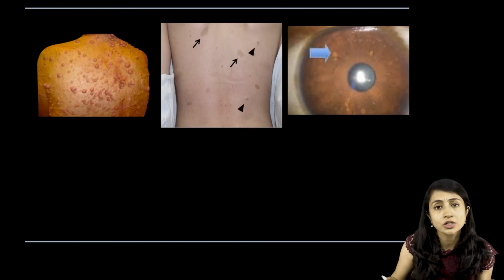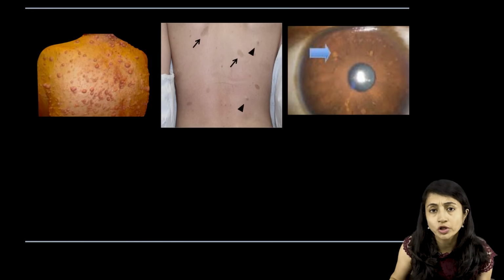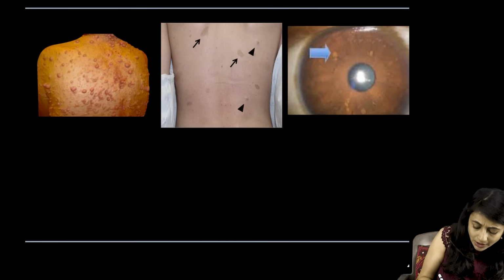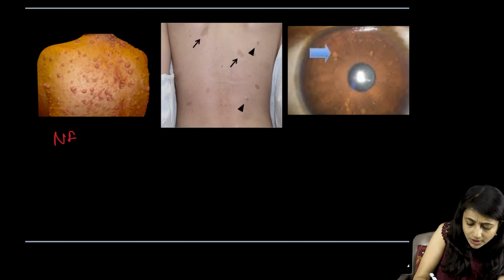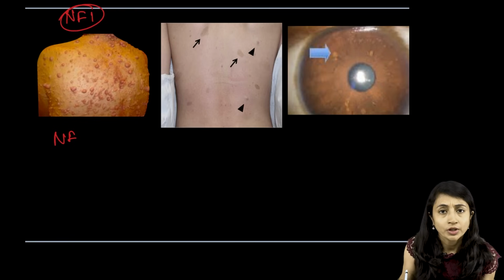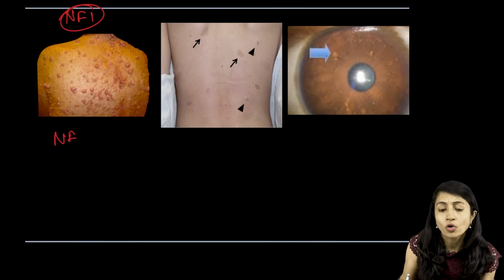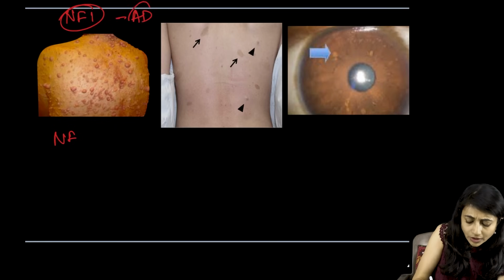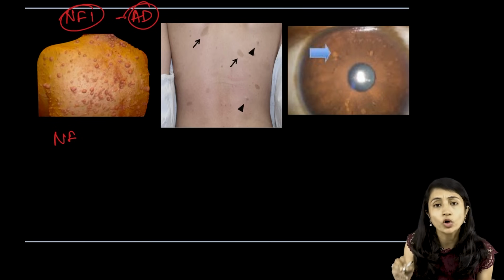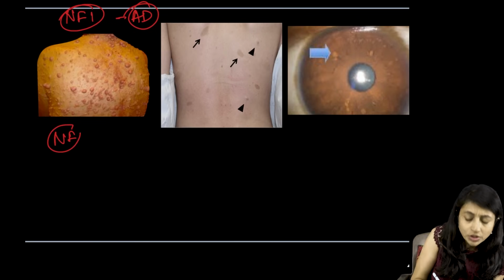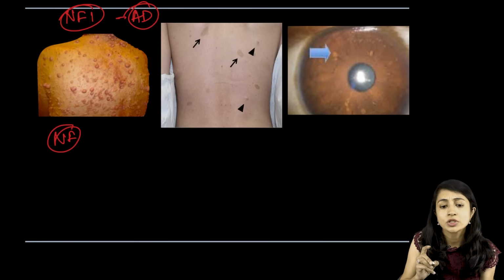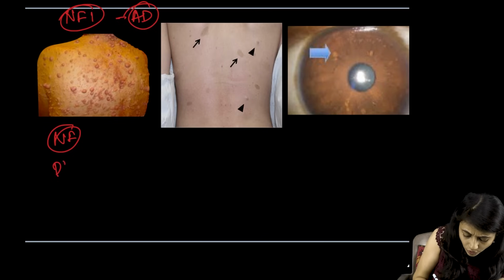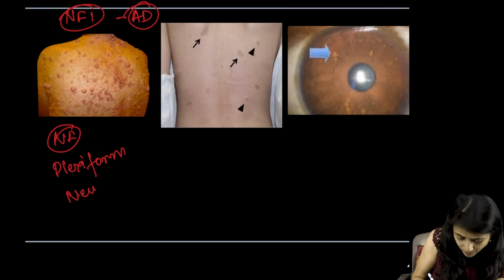So, in neurocutaneous syndromes, 2 syndromes are very important for you. What is this? We all know we are seeing neurofibroma. So, this is a case of neurofibromatosis 1. Neurofibromatosis 1 or NF1, right? It is an autosomal dominant disorder. We all know that. Okay, what are the features that you see? You see neurofibromas. You can see neurofibromas, or you can even see plexiform neurofibromas.